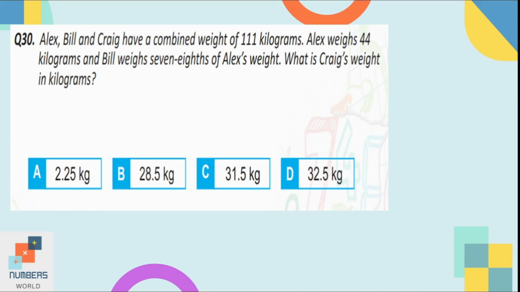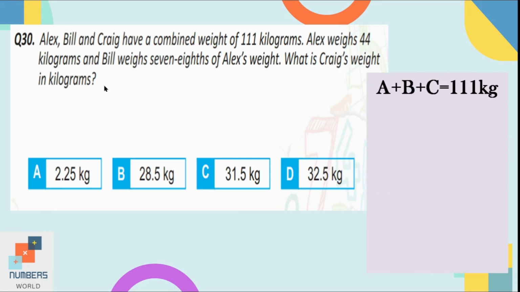Question number 30. Alex, Bill, Craig have a combined weight of 111 kilograms. Alex weighs 44 kilograms and Bill weighs 7/8 of Alex's weight. What is Craig's weight in kilograms? So first of all, we are going to make an equation. The combined weight of 3 persons is equal to 111 kilograms.